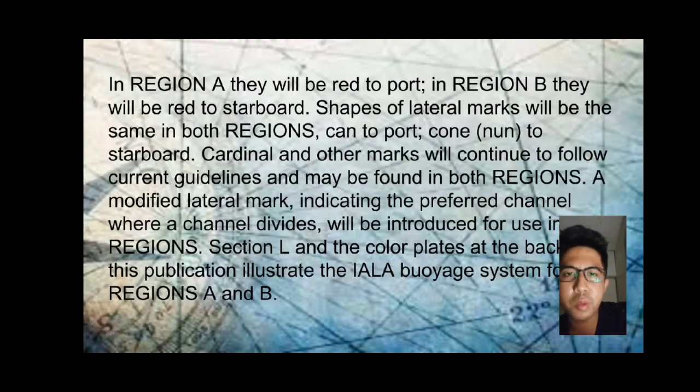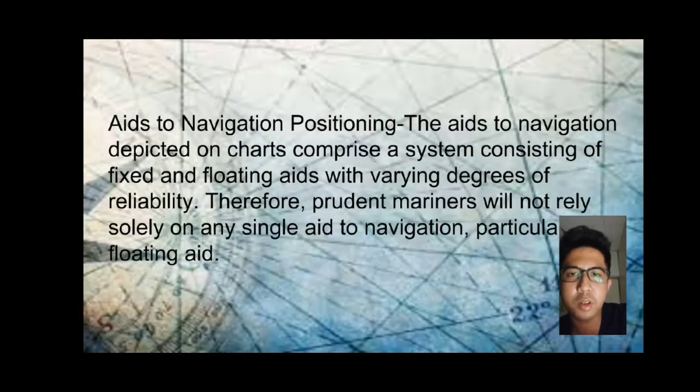Aids to navigation precision. The aids to navigation depicted on a chart comprise a system consisting of fixed and floating aids of varying degrees of reliability. Therefore, prudent mariners will not rely solely on any single aid to navigation, particularly a floating aid.